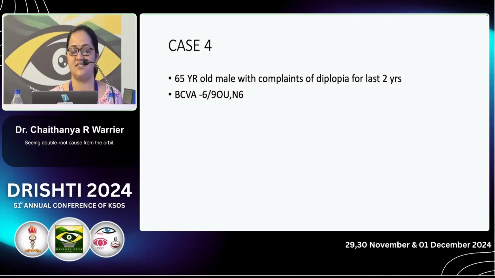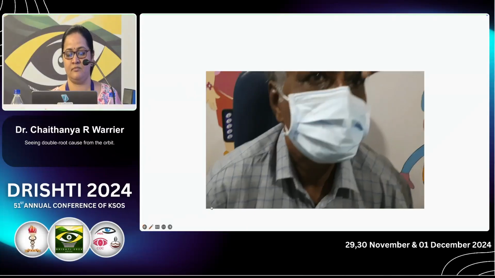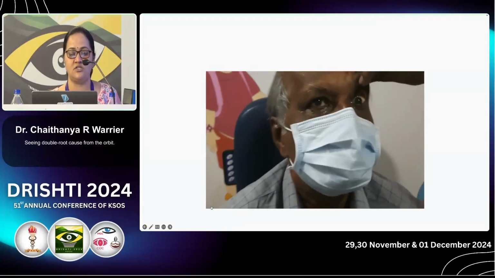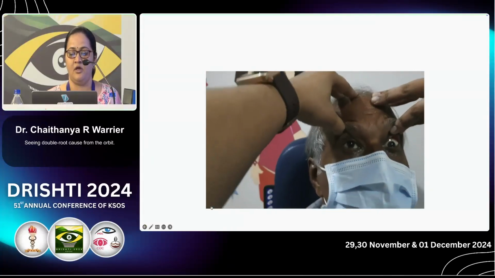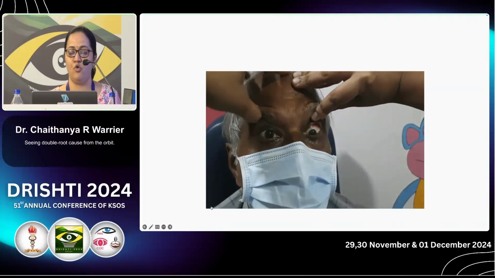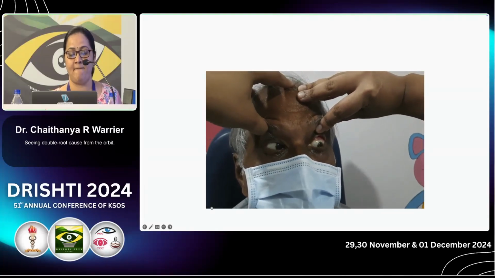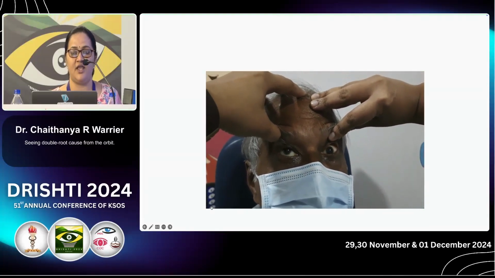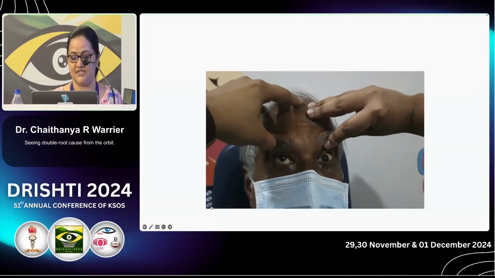Coming to the fourth case, a 65-year-old male with complaints of diplopia for the last 2 years. Vision was 6/9 in both eyes. On examination, there was ptosis in the left eye. Ocular movement evaluation revealed limitation of elevation in the left eye in all gazes.